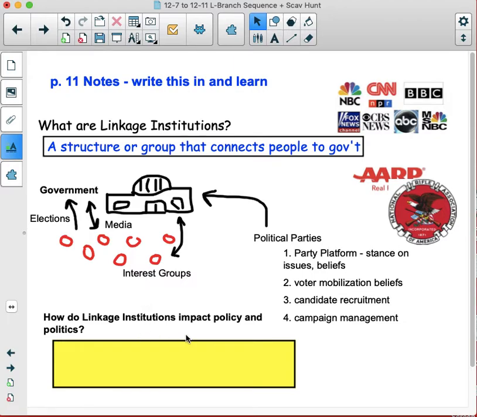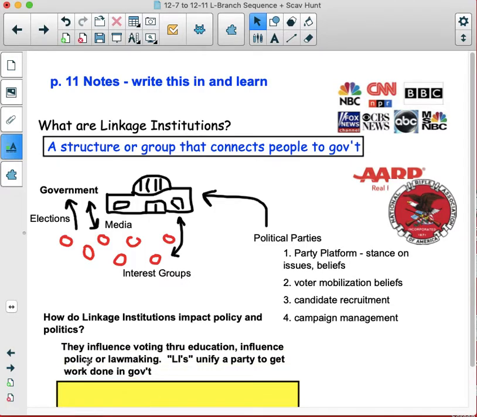So how do these interest groups, media, elections, and political parties, how do they impact policy as linkage systems? The answer is easy. Okay? They influence voting through education. They influence policies and lawmaking. The LIs right here, Linkage Institutions, they also unify a party to get work done.